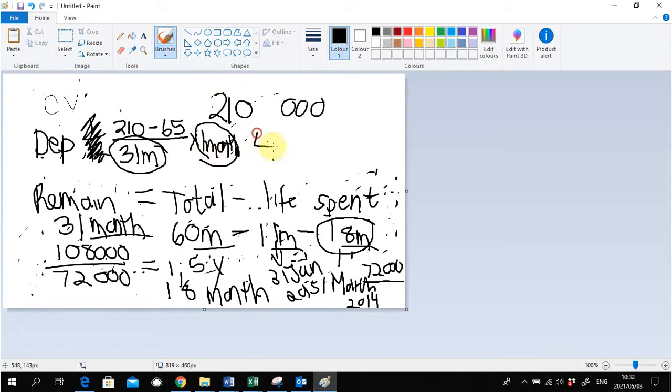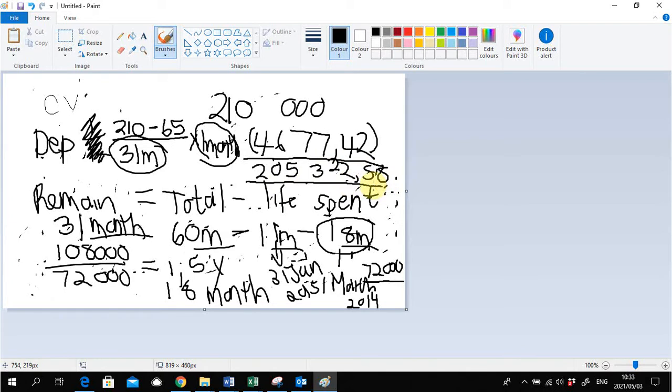That means the depreciation for February was 4,677, and if we round to 2 decimals, it's going to be 42 cents. So the carry value of this asset at the end of the year, which is 28 February 2015, is going to be 210,000 minus 4,677.42. That gives me 205,322.58.